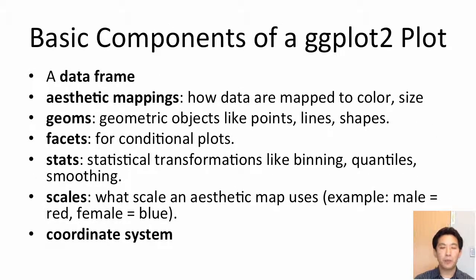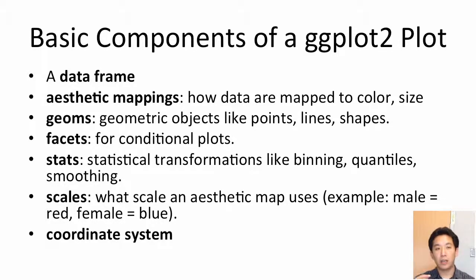So some of the basic components of a ggplot graphic are, first, you need data. Of course, the data is the most important thing. That's what you're going to put onto the page. And so you need to have a data frame that has all the data that you're going to plot in it. You need something that's called an aesthetic mapping. These describe how the data are mapped to things like colors and sizes and points. Geoms are specific objects that you're going to put onto the page, like points or lines or tiles or shapes or whatever you have.